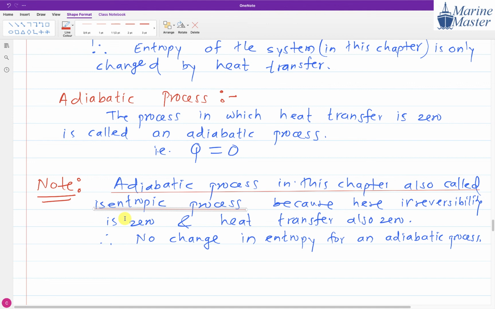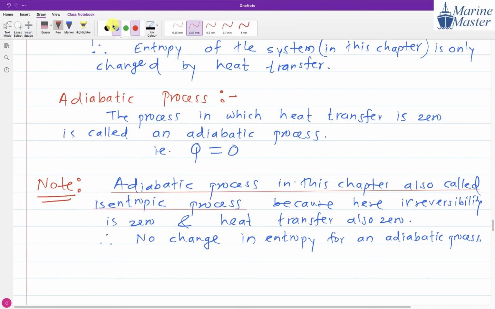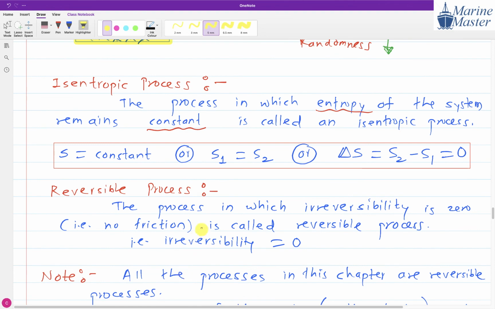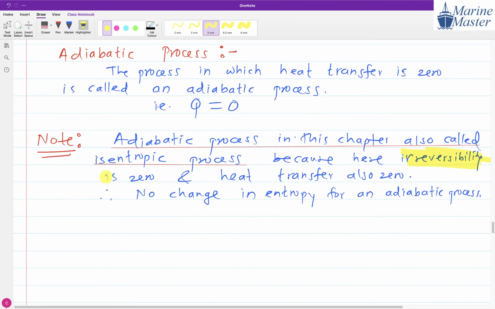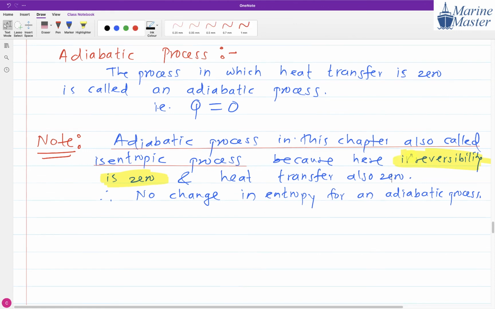And why is it like that? Because the main important thing in this chapter is what we have assumed: irreversibility is 0, which means no friction here. Because of this term, irreversibility being 0, we can consider it like this. So please write down this note.